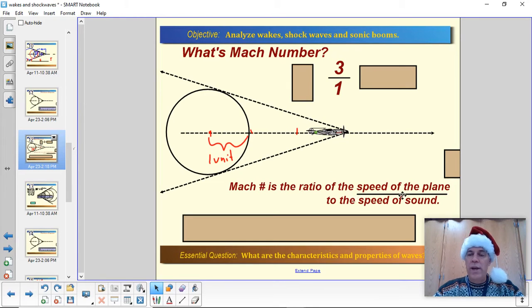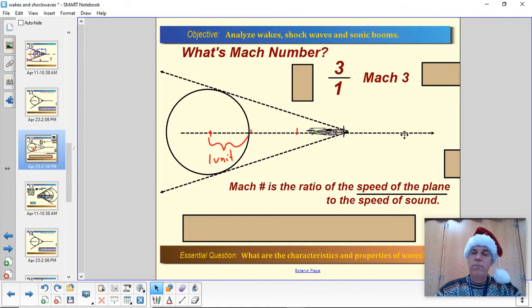And Mach number is the ratio of the speed of the plane to the speed of sound. So this plane is going Mach 3. Okay, and this cone here is a cone. This wedge, this angle, is the angle that you get for anything that is going Mach 3. Now, your homework, I'm going to show you how to make these.